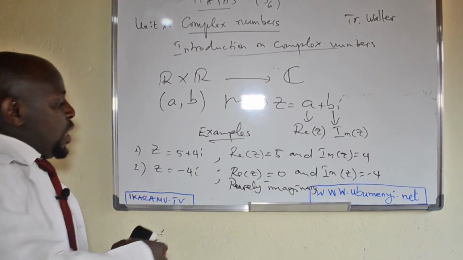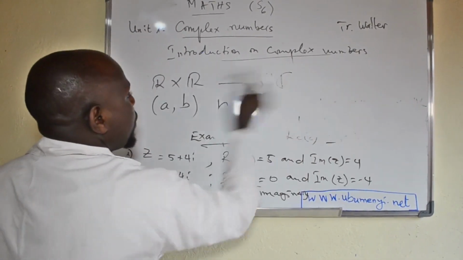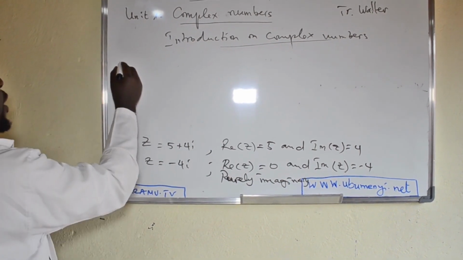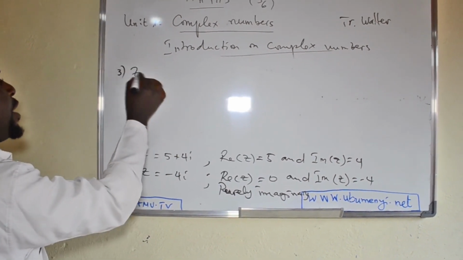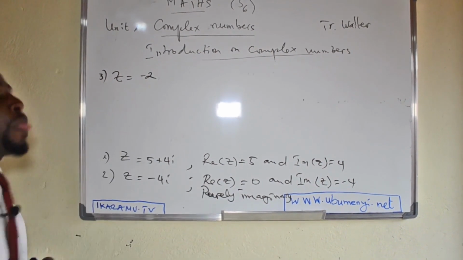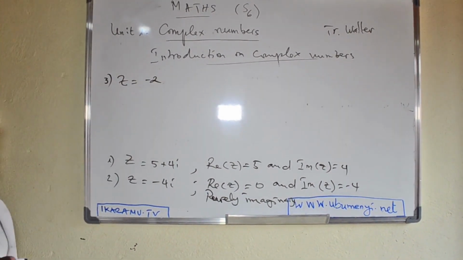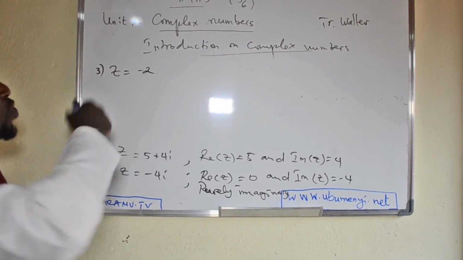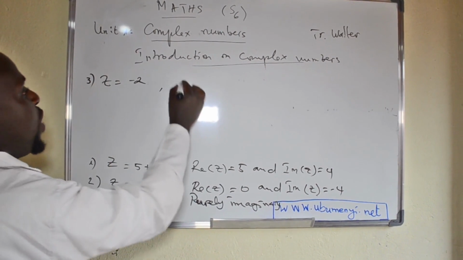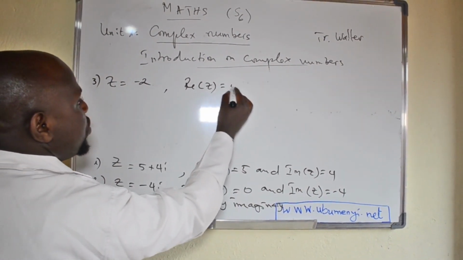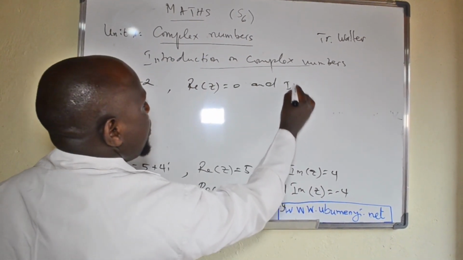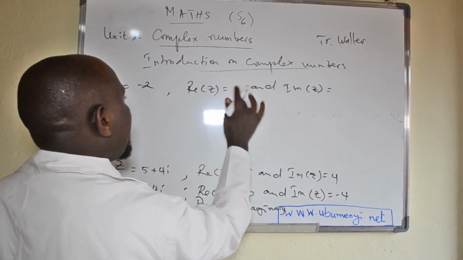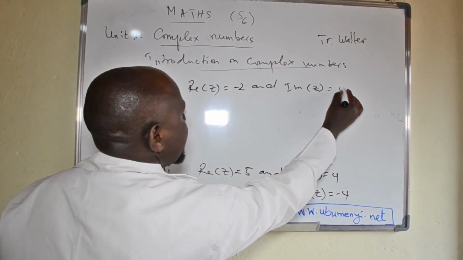The third example I'm going to give you is Z, which is equal to negative 2. This one is also a complex number. Many of you will be confused, saying that it's only a real number, but it's also a complex number, because the real part is negative 2 and the imaginary part is 0.